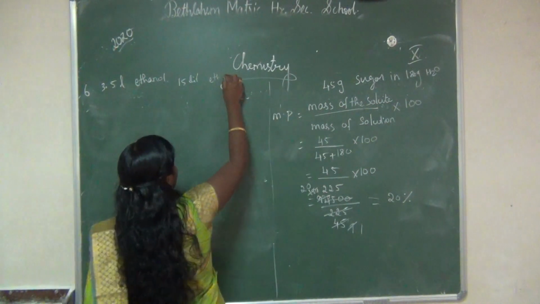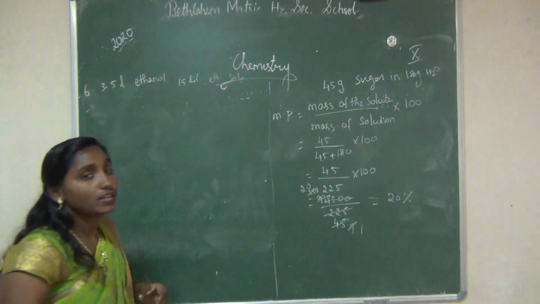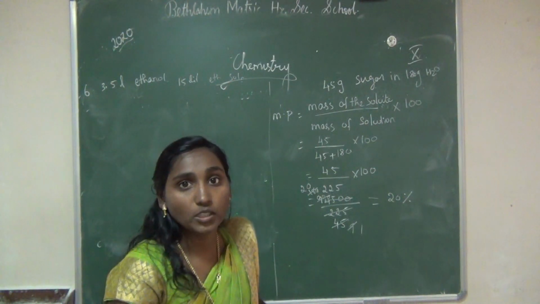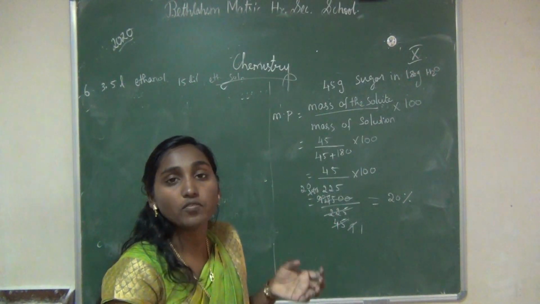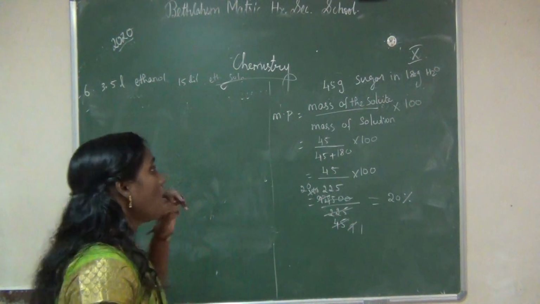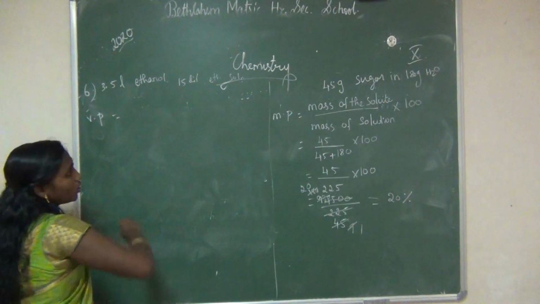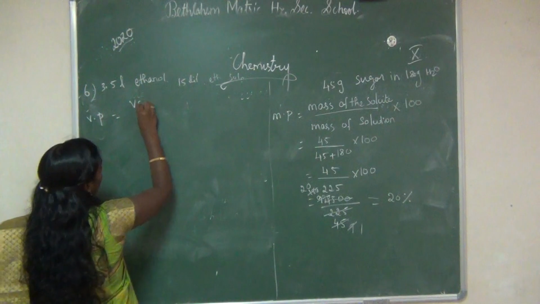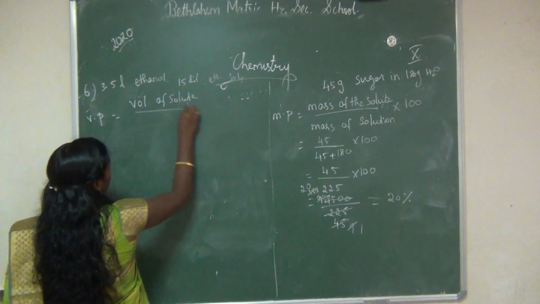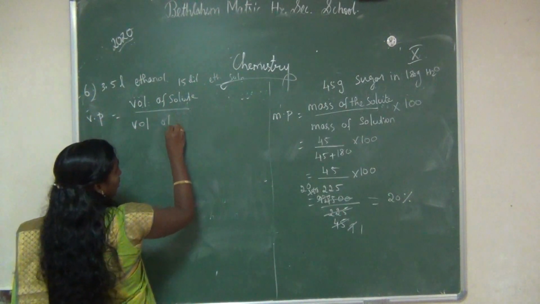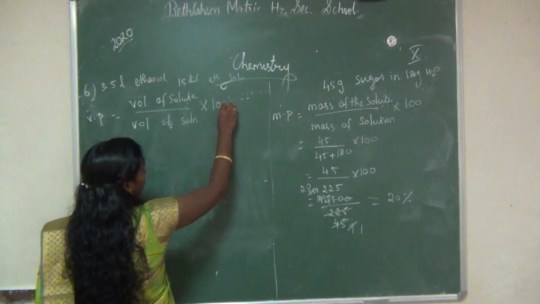Aqueous solution, this is a solution. Okay, ethanol solution. So listen, in this question we are going to find out the volume percentage. What is the formula for volume percentage? Volume percentage is equal to volume of solute divided by volume of solution, into 100.